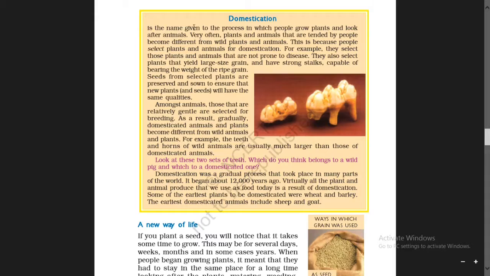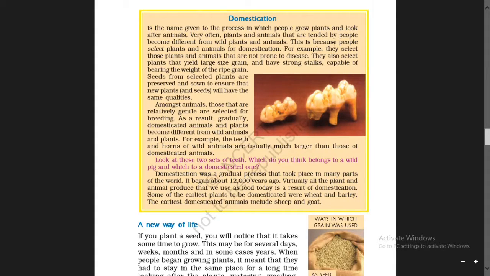Domestication is the name given to the process in which people grow plants and look after animals. Very often, plants and animals that are tended by people become different from wild plants and animals. Very often means always; plants and animals that are regularly looked after by people become different from wild plants and animals.